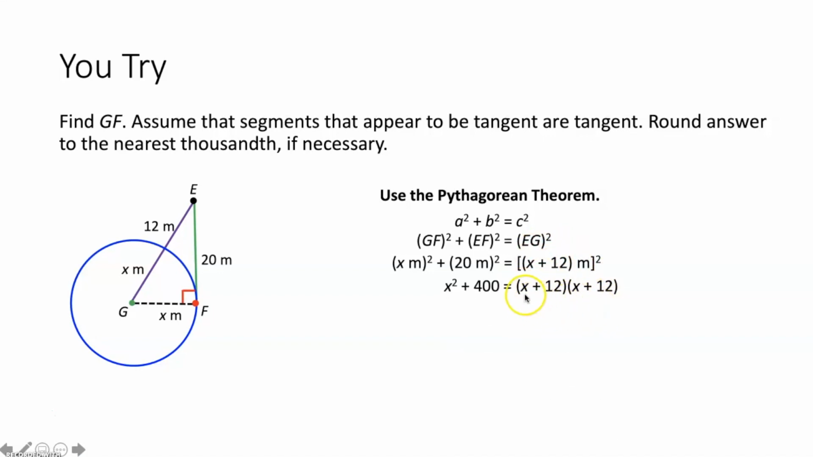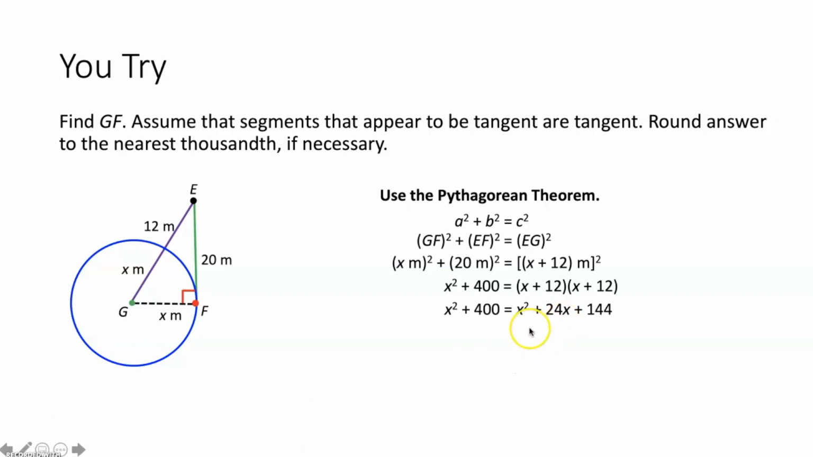And if you forgot how to FOIL, remember you multiply the first terms together, so X times X gives you X squared. Then you multiply the outer terms together. X times 12 gives you 12X. Then you multiply the inner terms together. 12 times X gives you 12X. Multiply the last terms together. 12 times 12 gives you 144. Add together those two middle terms. 12X plus 12X gives you 24X.